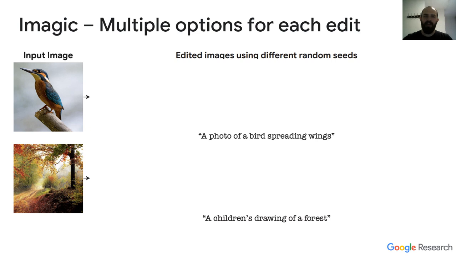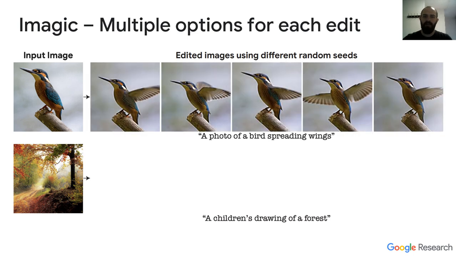And since we use a stochastic generative model to apply our image editing, even conceptually, it does not have to always give us the same exact image. So for this bird and a photo of a bird spreading wings, the bird can spread its wings in multiple ways. Even conceptually, it can do that, and our model matches this by just changing the random seeds. If you change the random seed for the generation process after the optimization and fine-tuning, you can get different results for the same input image and text.